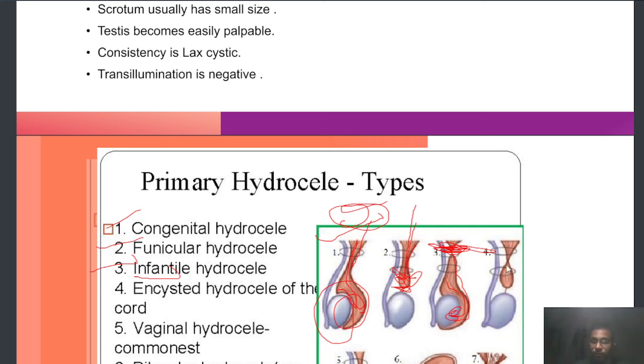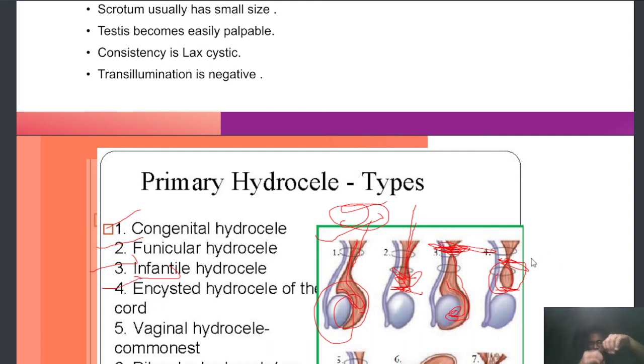Now moving on to the fourth one. As you can see in the fourth one, the processus vaginalis has closed just right above the testes, the same as what happened in funicular hydrocele. But if you notice above it, above the external ring, you can see that there is constriction of the processus vaginalis, and because of this constriction right here, there is the formation of a cyst. It actually looks like a cyst if you check in a USG. So this is known as an encysted hydrocele of the cord.